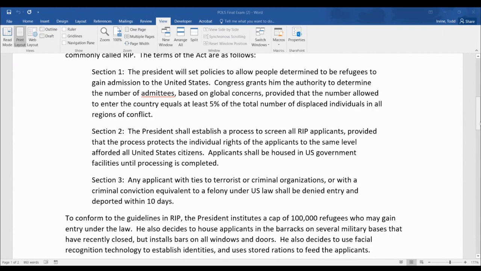This is so that you don't have to worry about that, but it's also so that you have to look at this and just do an analysis of those rights. Right. Okay, section 3. Again, notice the language and be precise with the language here. Any applicant with ties to terrorist or criminal organizations or with a criminal conviction equivalent to a felony under U.S. law shall be denied entry and deported within 10 days. That's all there is to that law.